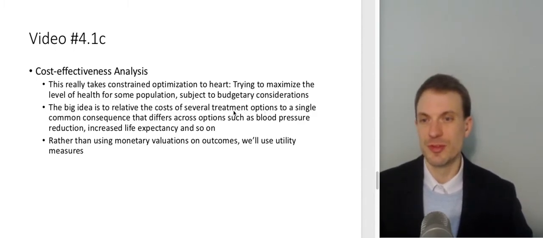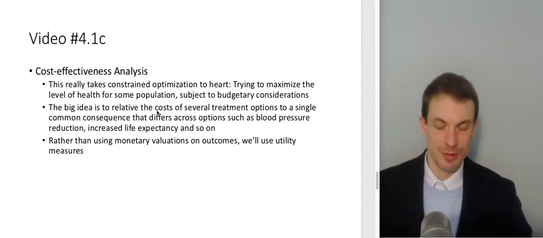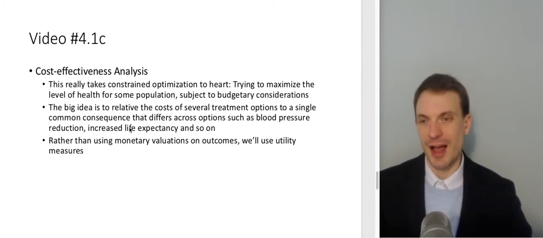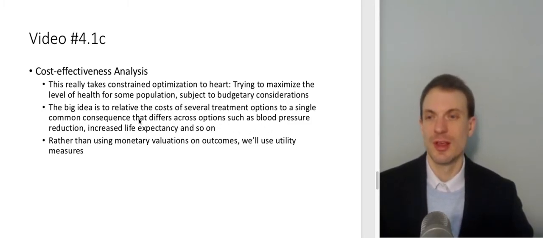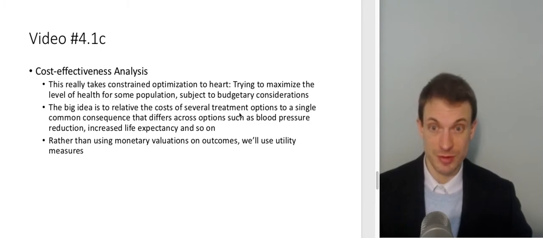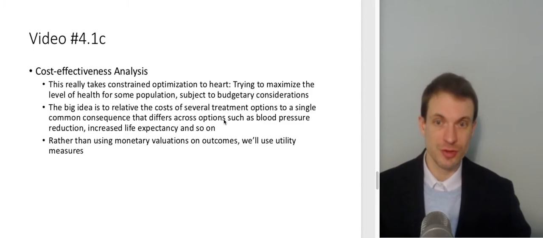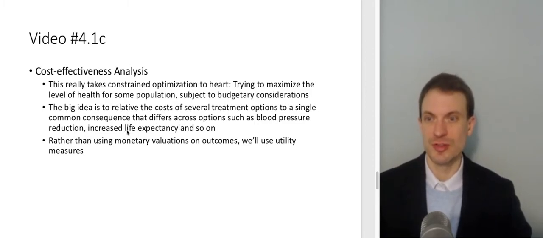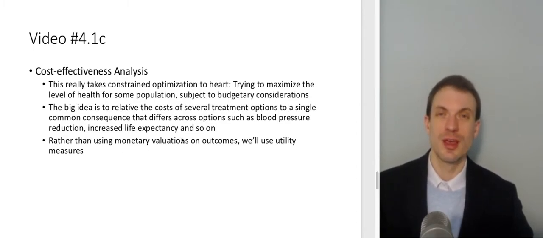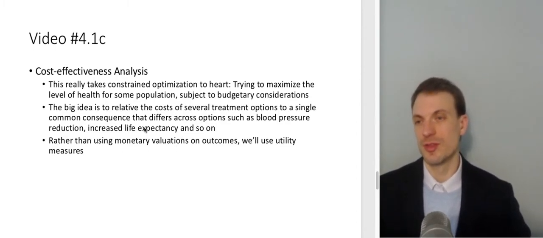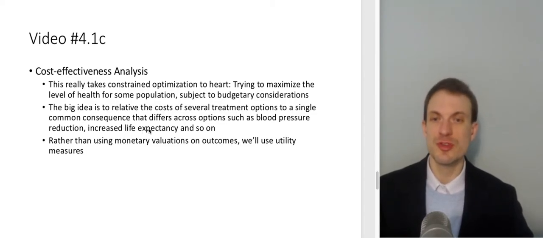We want to be able to, given some possible single common consequence, think about what's going to differ across these options. So relative to the cost of several different treatment options for some single common consequence differing across those options, like blood pressure reduction, increased life expectancy, and so on, we want to think about how the different options compare. Now, rather than using monetary evaluations here, as that was one of the criticisms with the cost-benefit analysis, here we'll use utility measures.